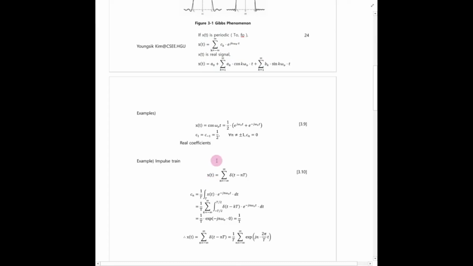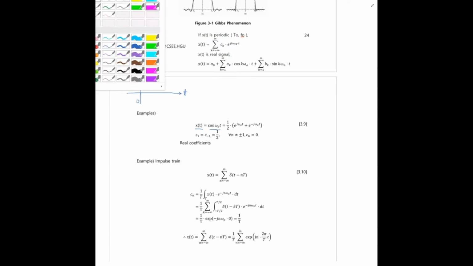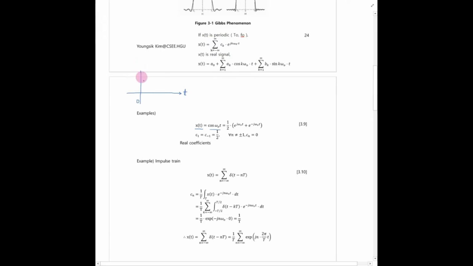We studied the Fourier series expansion. Here, we would like to see it from a different point of view. The signal x(t) is defined by cosine omega 0 t. Then we can plot cosine omega 0 t over the time domain. Okay, this one is the reference 0. Then the signal looks like this one.